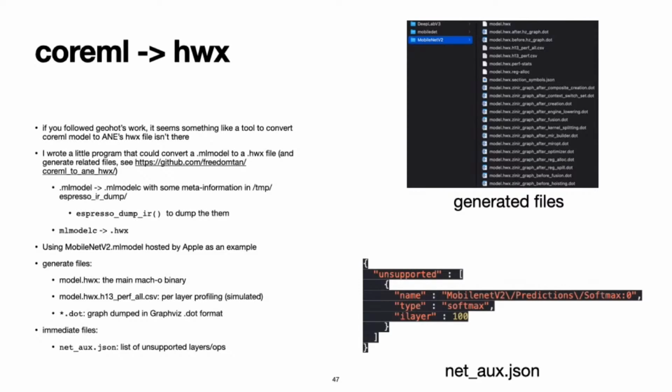And last but not least, there are some intermediate files. For example, in the espresso IR dump directory, there is a net_aux.json file which lists unsupported layers, or say ops. And you can find that the last layer of MobileNetV2, which is the softmax layer, is not supported.